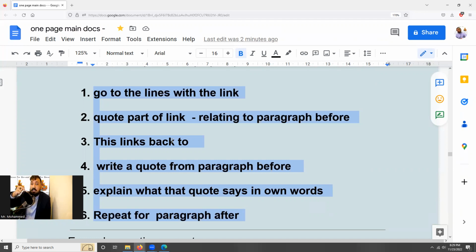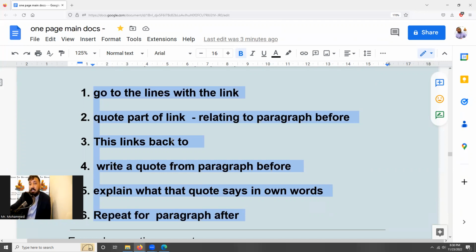Then you go to the paragraph before and you write a quote from that paragraph. Again, I'm going to show you all of this in a minute. Then you explain what that quote says in your own words. And you can start it off by saying "this shows", and then put in your own words.